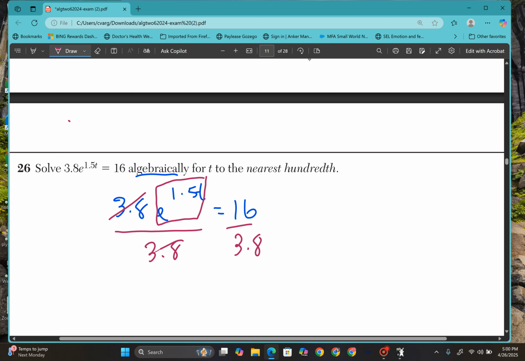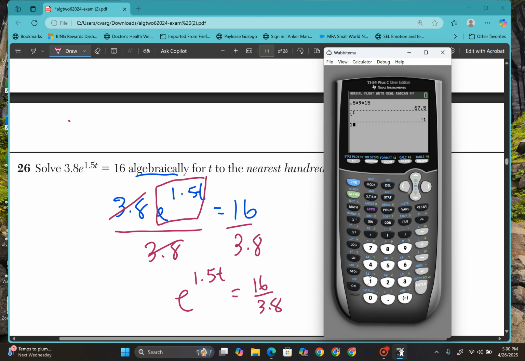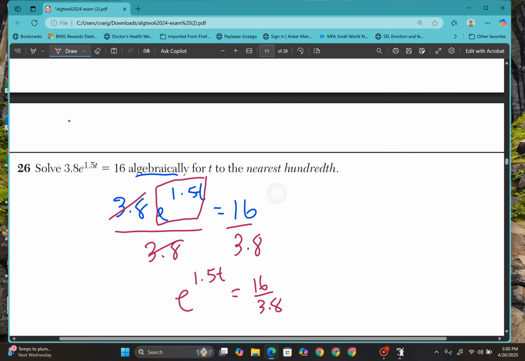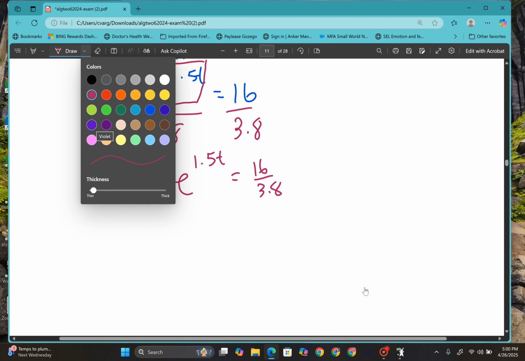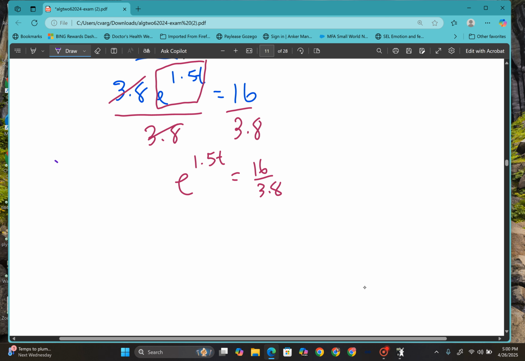Cool, and then this cancels out. So now I have e to the 1.5t is equal to 16 divided by 3.8. Let's see if that gives us a nice number. 16 divided by 3.8. Does that give us a nice number? No, it doesn't. So I could just leave it as 16 divided by 3.8. Cool. To get rid of the e, I have to ln both sides. I'm going to ln the left and ln the right because ln and e are opposites of each other, and as soon as they are next to each other, they cancel each other out. So we could write down what we have left.